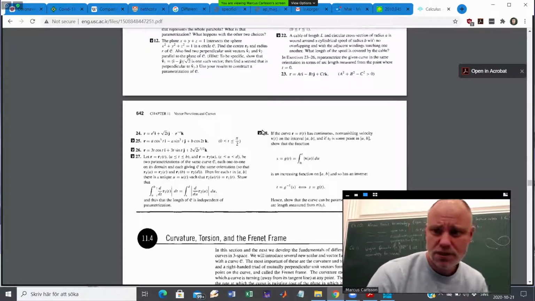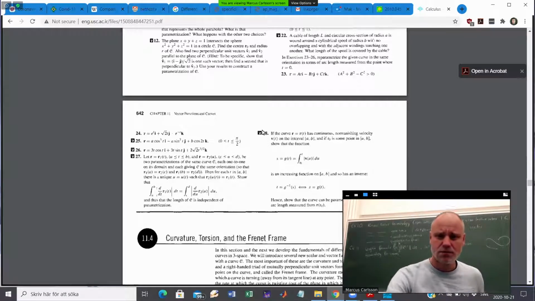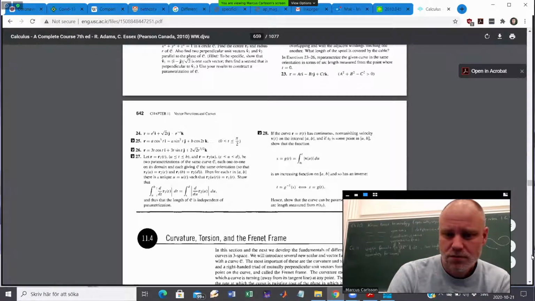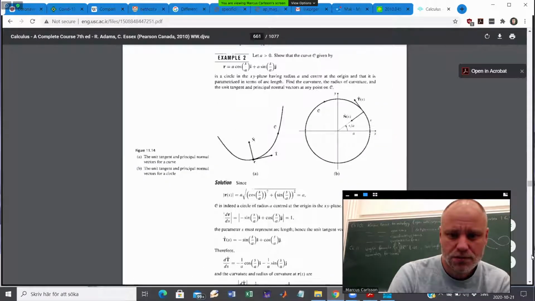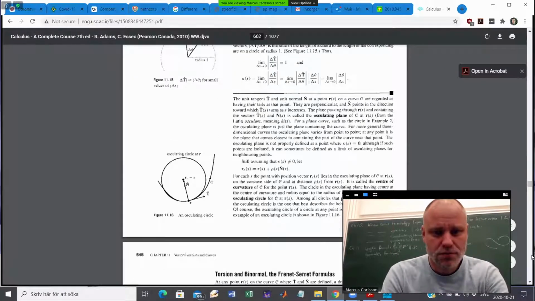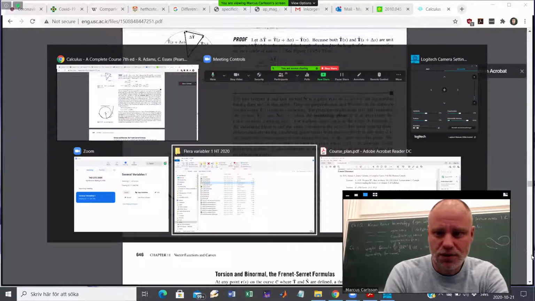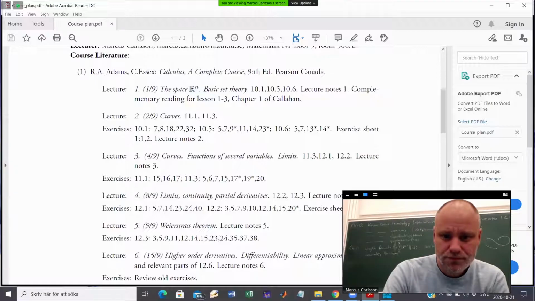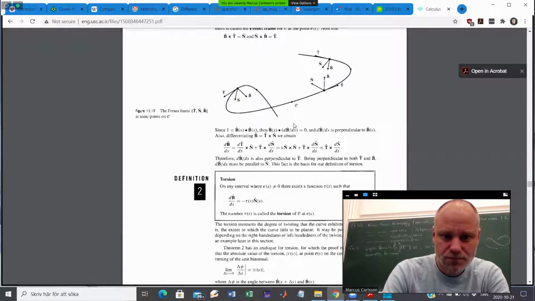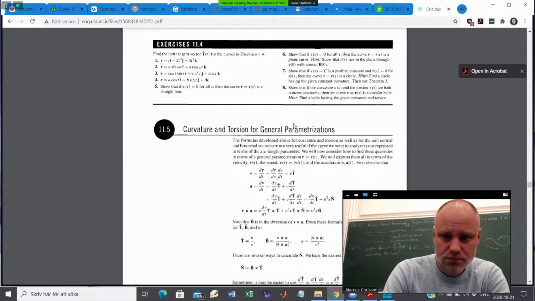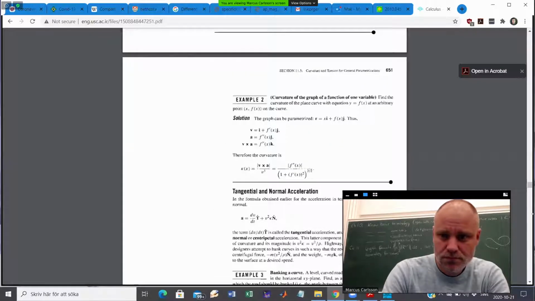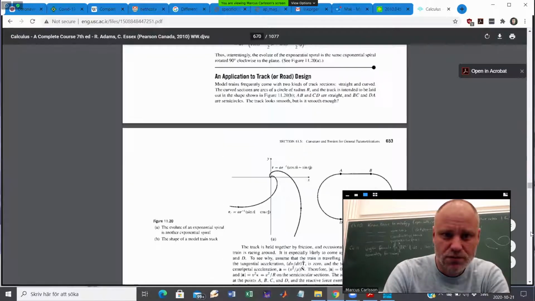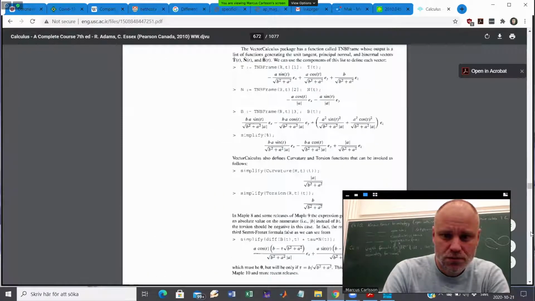Section .4 is omitted. So we don't do anything there. In fact, I think the rest of chapter 11 is omitted altogether. Let's look, where are we now? Yeah, it goes from 11.3 to 12.1. So this is where the course really gets going.